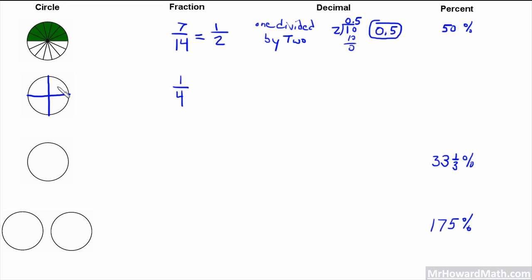So let's put that in. Any one of these can be shaded, right? It doesn't matter which one. We'll just do that one. Okay? Alright. Next, to the decimal. Same drill. 1 divided by 4, right? Just for time's sake, we're going to go ahead and just put that in.